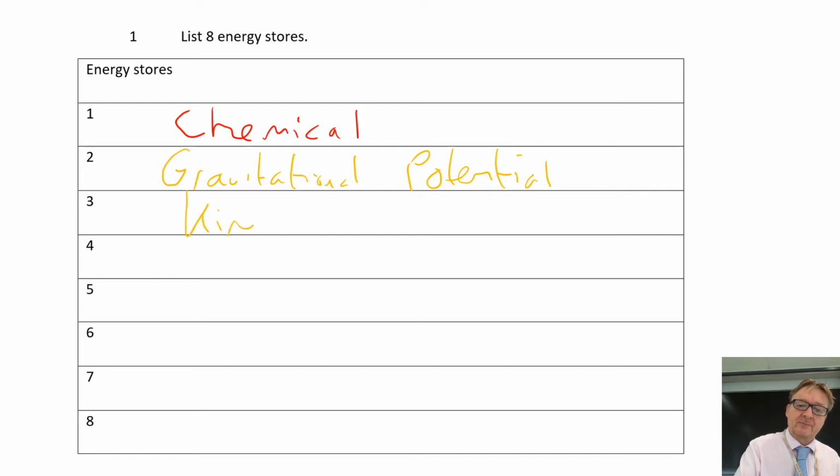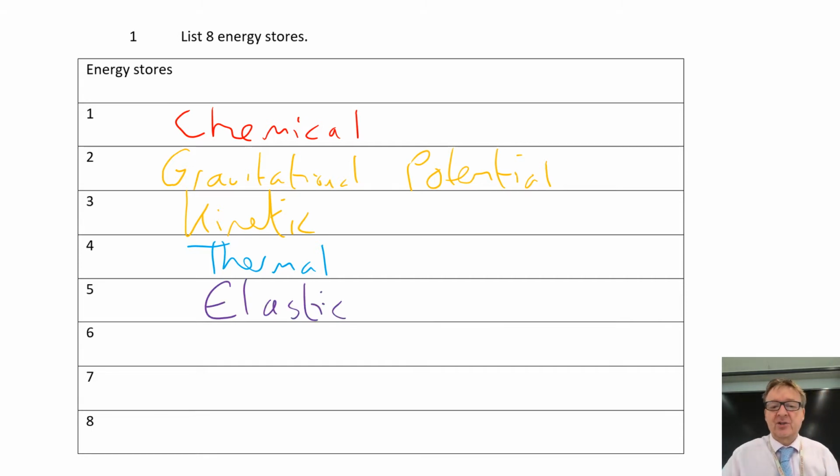Kinetic. Kinetic is kind of like movement energy, so my hand moving across here has got kinetic energy. Thermal energy is to do with temperature. Elastic is energy that is stored within an elastic band or a spring.